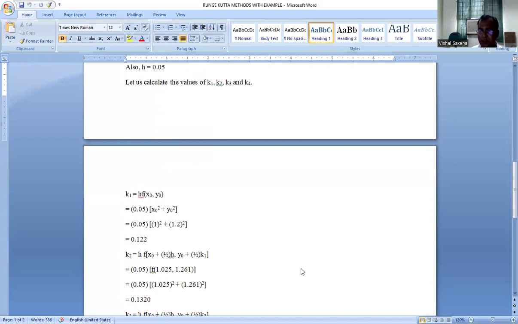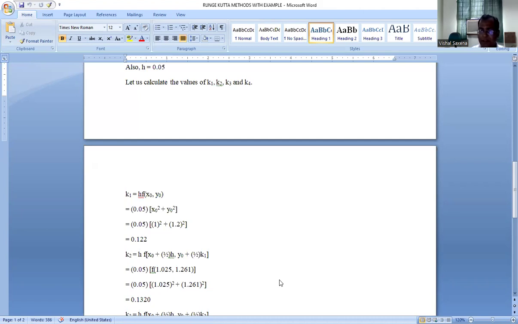Next, what is k2 there? One important thing is that we should use a scientific calculator to calculate this value of k1, and the whole equation should be written in a simple way. The complete equation should be written there, instead of calculating different terms separately, so we will get the correct value, and k1 is coming there as 0.122.